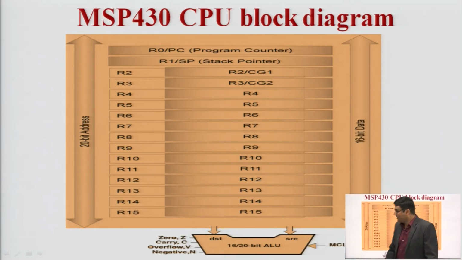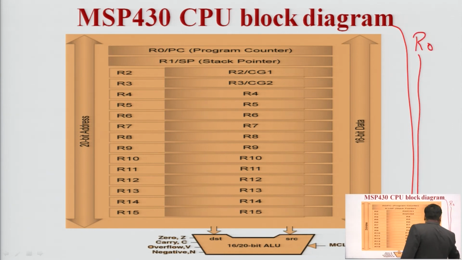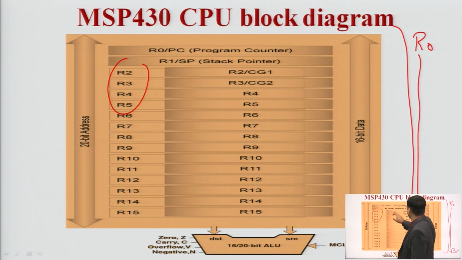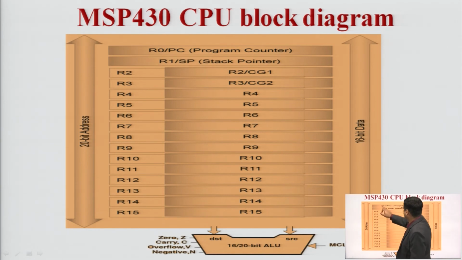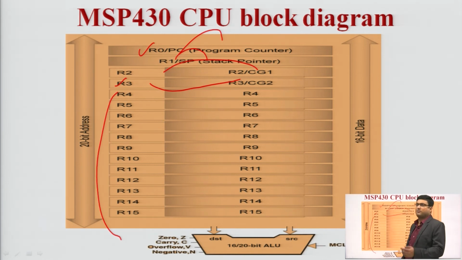This is a clearer view of the CPU architecture, the MSP430 CPU block diagram. It is similar to what we have seen previously: it has 16 registers, R0 to R15. Out of that, 4 registers, R0 to R3, are dedicated to special functions: R0 is the program counter, R1 is the SP, R2 is the constant generator 1 register, and R3 is constant generator 2. From R4 to R15, a total of 12 general purpose CPU registers are available.